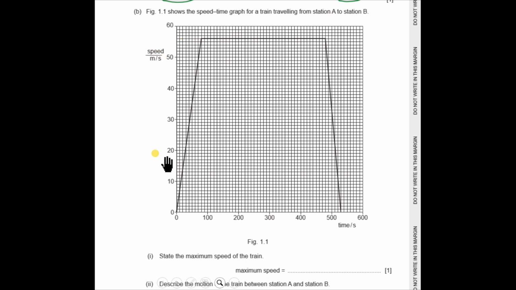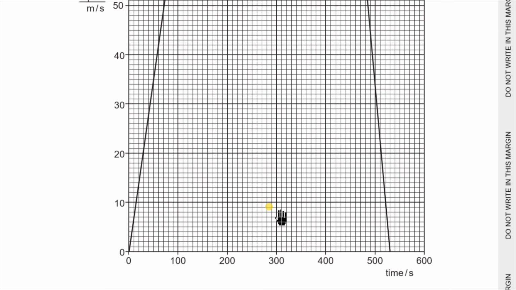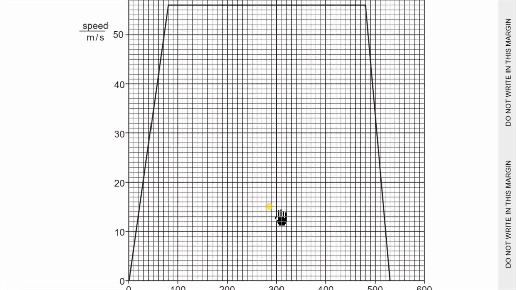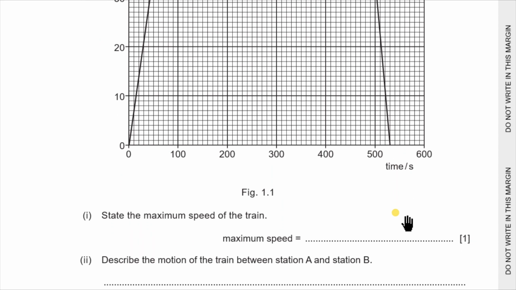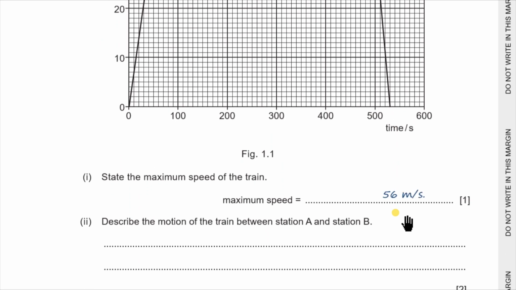So let's see what is the maximum speed. The vertical is the speed and the horizontal is the time. Let's zoom in so that we can see the graph very well. Very good. If you look at this, the speed here, what's the value there? That's about 56 meters per second. So that is the top here, this horizontal, that is the maximum speed. So that is the speed.